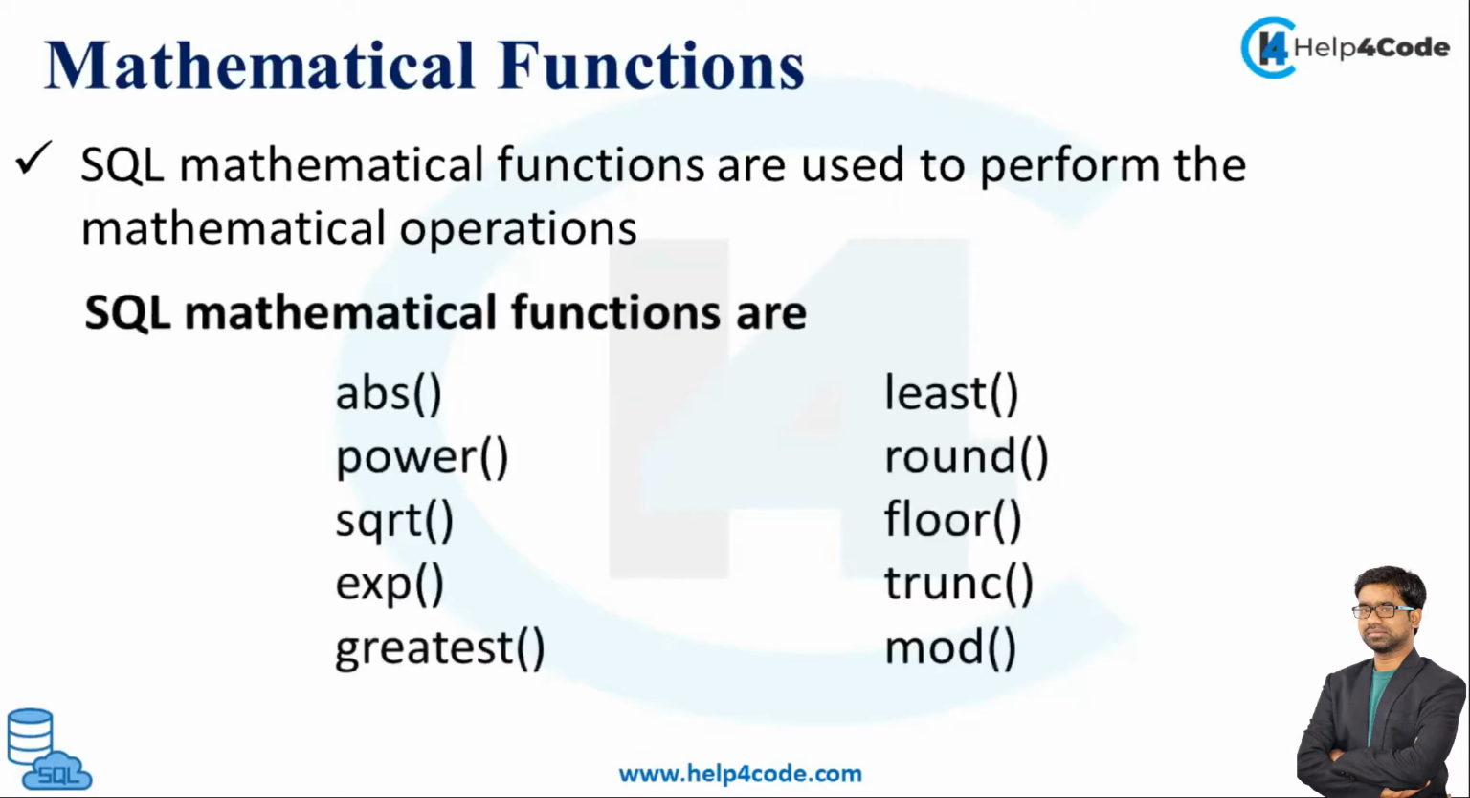So how many types of SQL mathematical functions are there in Oracle and SQL? First we will discuss ABS, then the power function, SQRT function, EXP function, greatest function, least function, round function, floor function, trunc function and mod function. So all these functions we are going to discuss. Now let's discuss practically so you people have clarity.